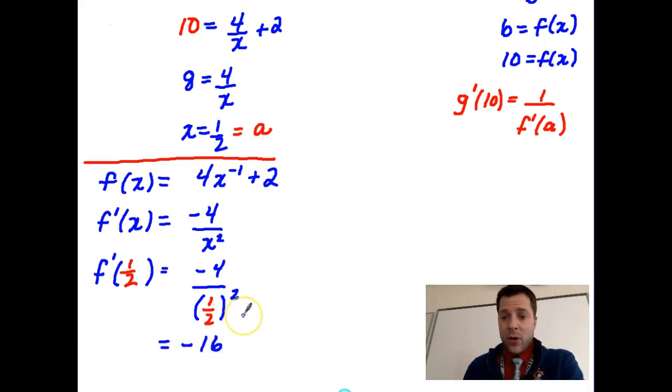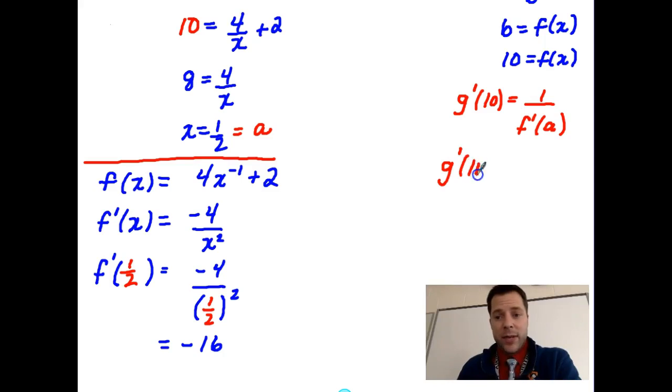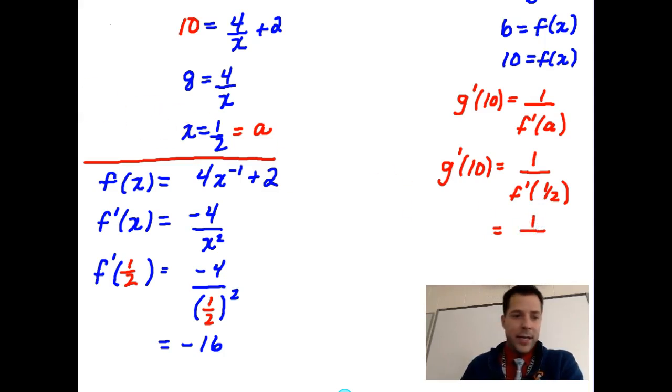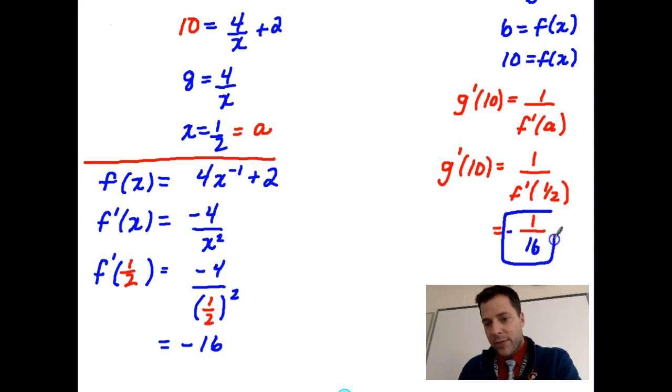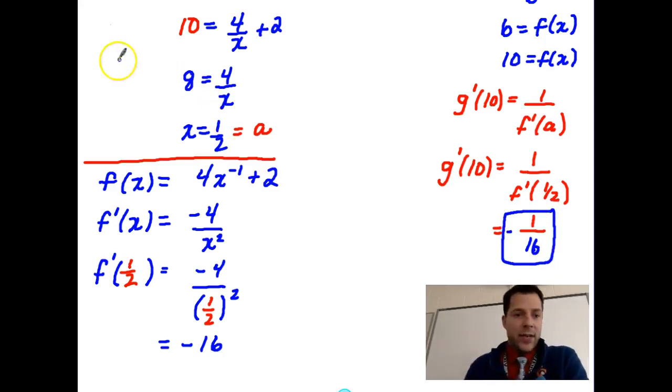Awesome. I'm almost done. So I know here that g prime of 10 is going to equal 1 over f prime of 1/2. Well, shoot, I already found that. So this is going to be 1 divided by f prime of 1/2, which is negative 16. So g prime of 10 is negative 1/16, and there is my answer. Okay, so let's go ahead. I've got two more examples.